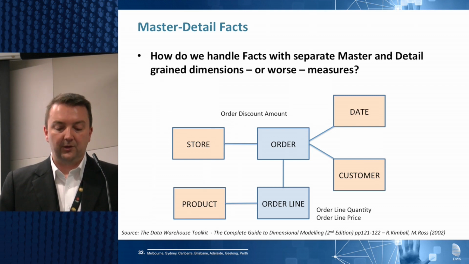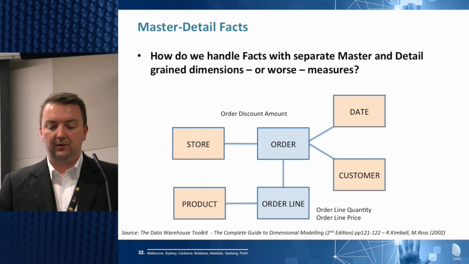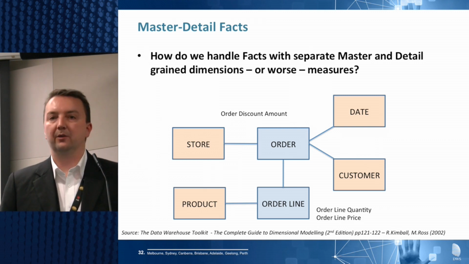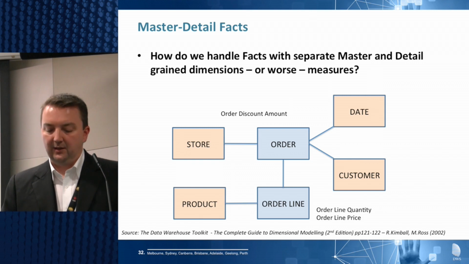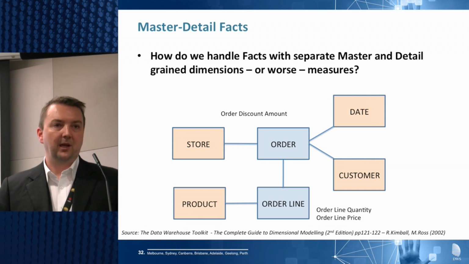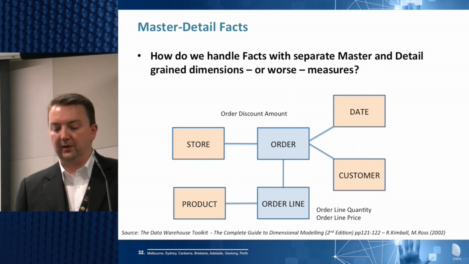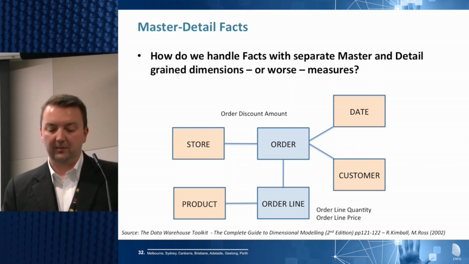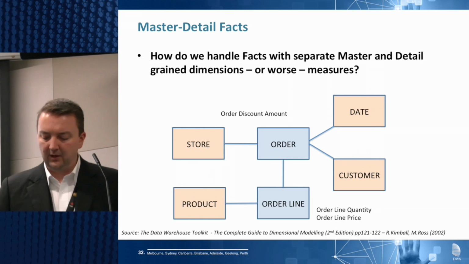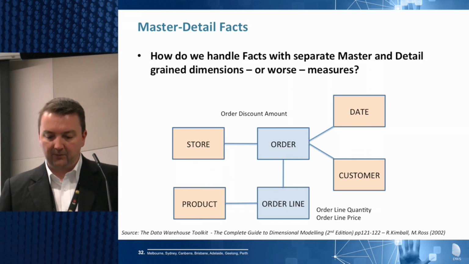The order also has its own measure. It's got an order discount amount because the discount is applied at the order level in this particular case. Down at the order line, that's where our more interesting measures are, the quantity ordered and the price or the amount tendered. So what do we do with that?